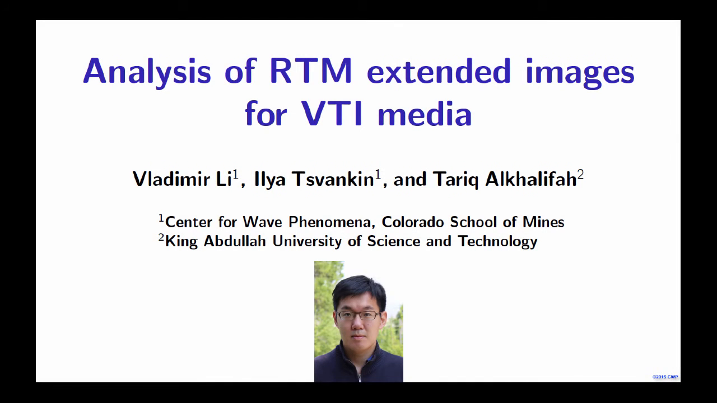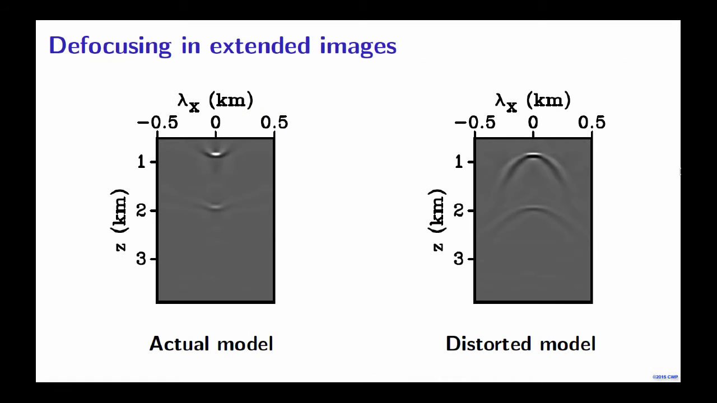Good morning, everybody. So today I'm going to be discussing the defocusing in the extended image domain caused by errors in VTI model parameters. Imaging with an inaccurate velocity model leads to residual energy appearing at non-zero lags, which can be used to update the velocity model. Lambda x here represents the horizontal space lag.